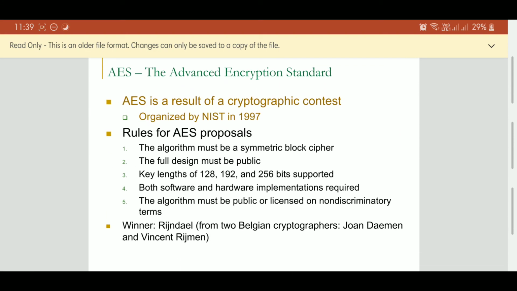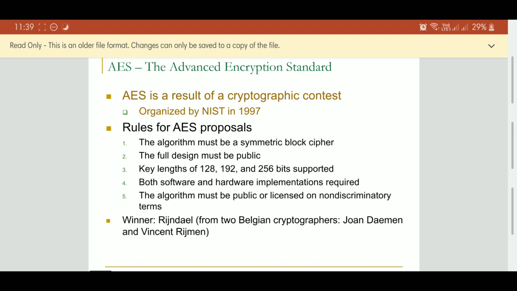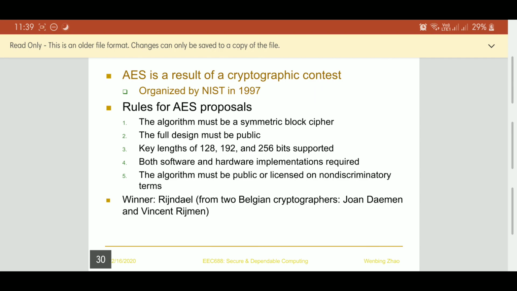AES is the result of a cryptographic contest organized by NIST in 1997. Rules for AES proposals: the algorithm must be a symmetric block cipher, the full design must be public, key lengths of 128, 192 and 256 bits must be supported, both software and hardware implementation are required, and the algorithm must be public or licensed on non-discriminatory terms. Winner: Rijndael.